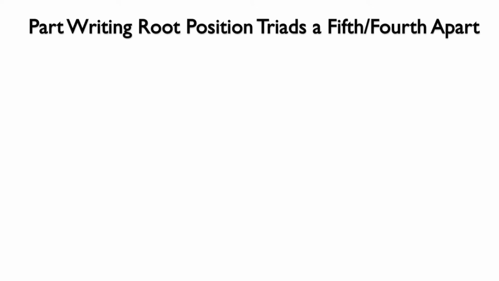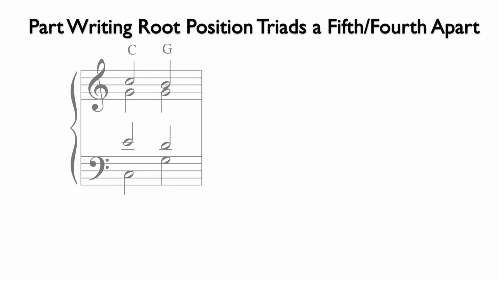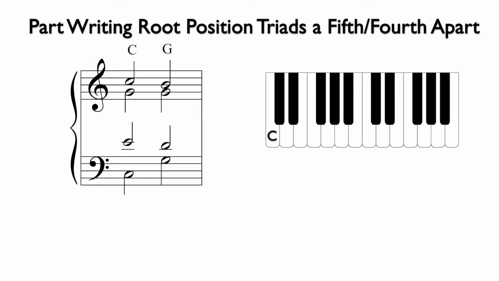In this video, we will focus on part writing triads that are a fifth/fourth apart. To identify the distance between two chords, we focus on the roots. For example, a C chord to a G chord, we have the distance of up a fifth.